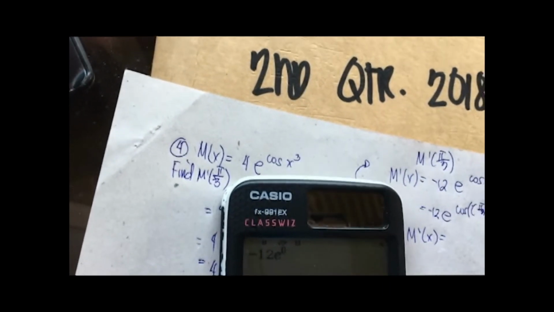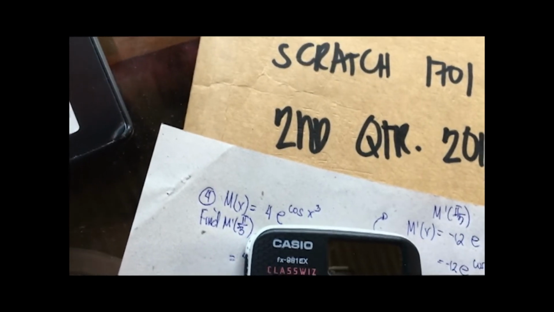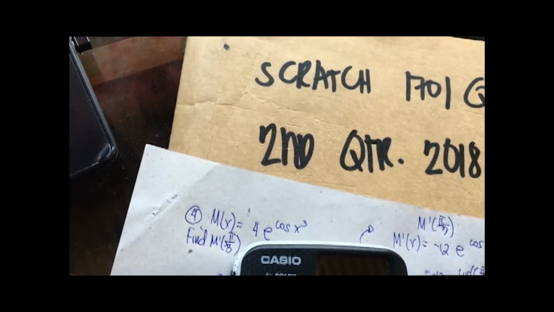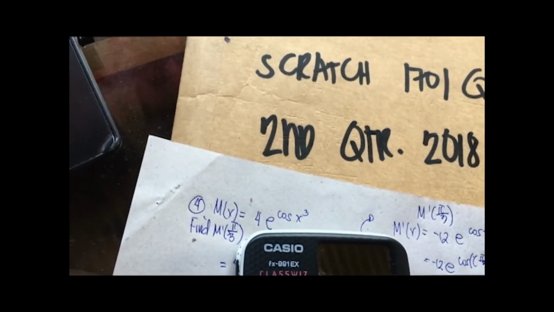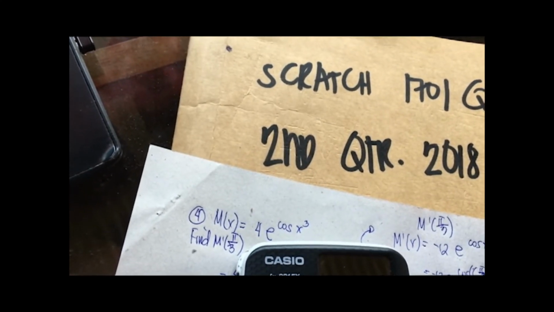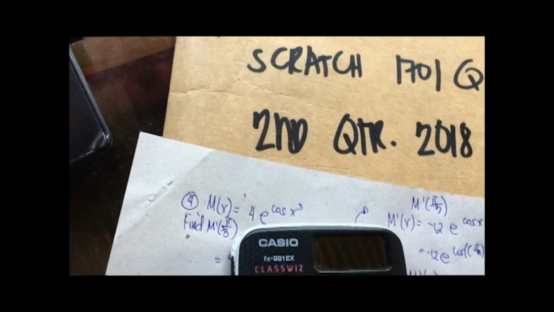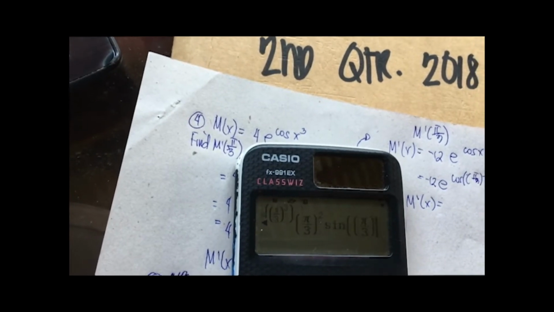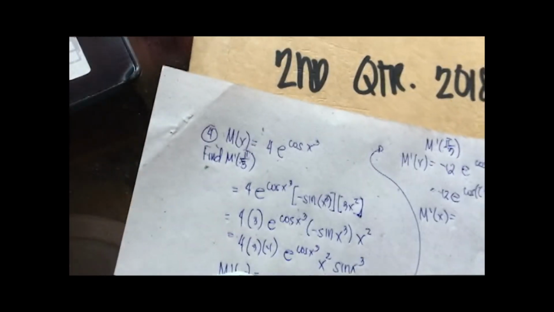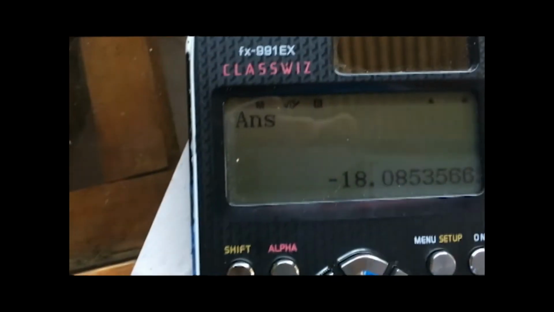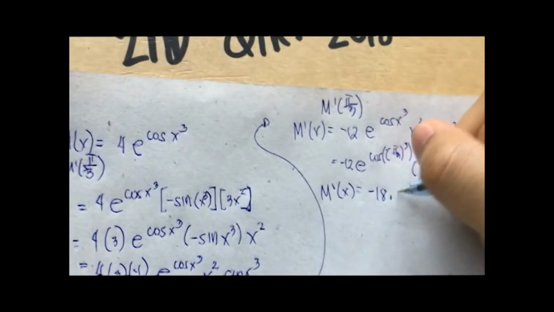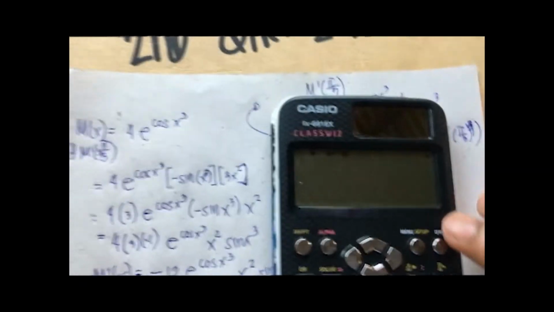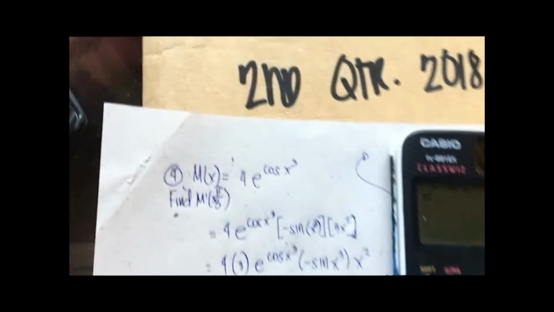E, cos parenthesis, x squared, that sine. Okay. The answer is negative 18.08. So let's use the calculator to check if our answer is the same, negative 18.08.